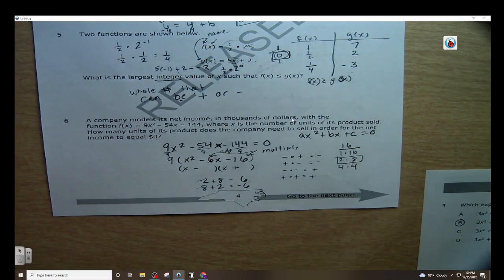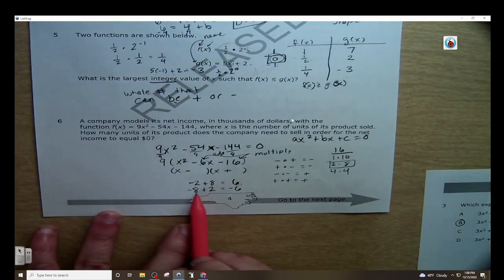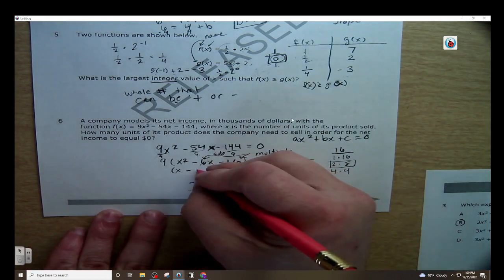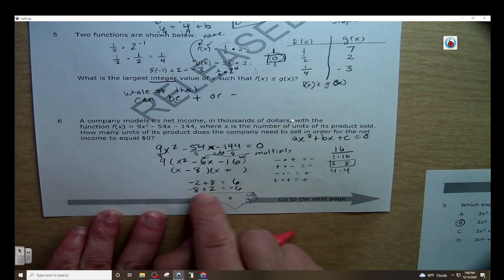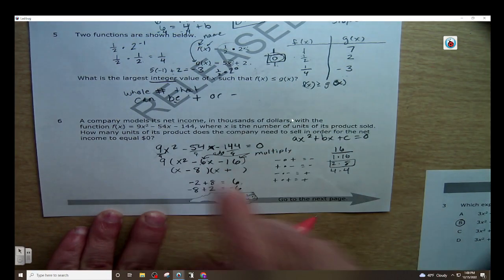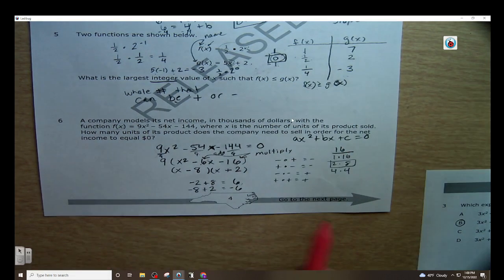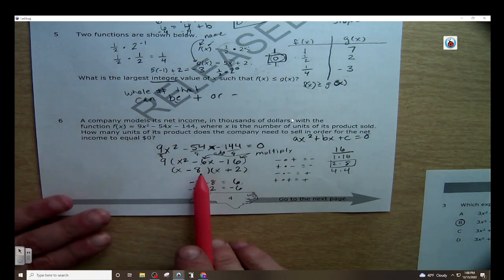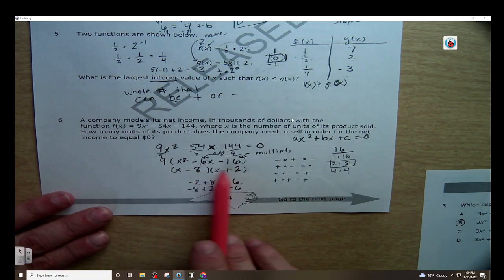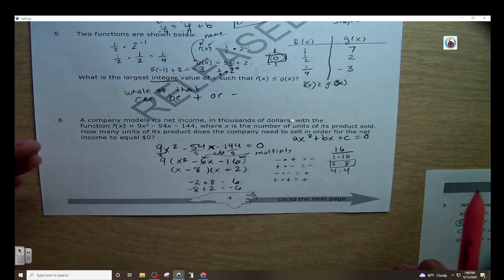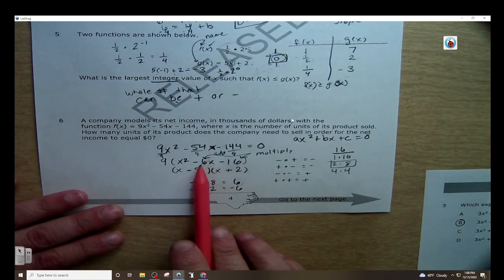Okay. So now, that being said, the 8 needs to be negative, going by the signs here, because that gave me my middle number, which is negative 6. There we go. Now, how do I know this is right? Well, I got to multiply to get this number. Negative 8 times 2 is negative 16. Negative 8 plus 2 is negative 6.